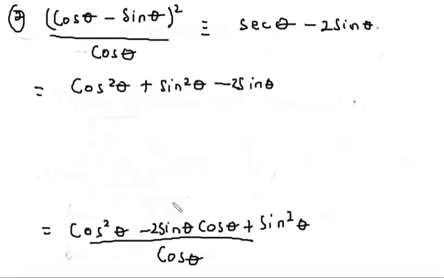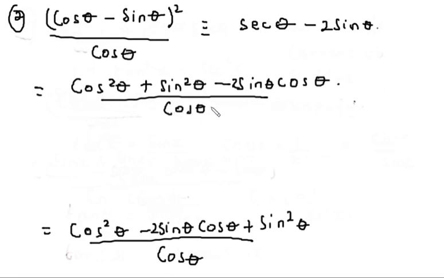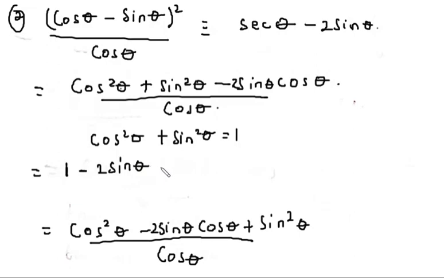This happens twice, the cos theta sine theta term. This is divided by cos theta. We know that cos square theta plus sine square theta equals 1, so we are going to replace this part with 1. This is now equal to 1 minus 2 sine theta cos theta, divided by cos theta.